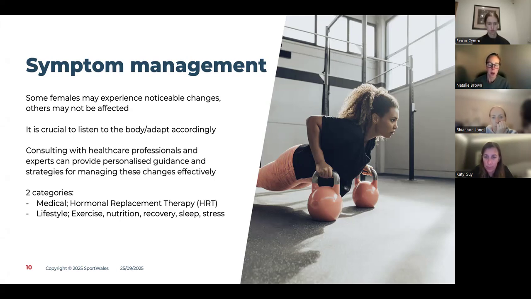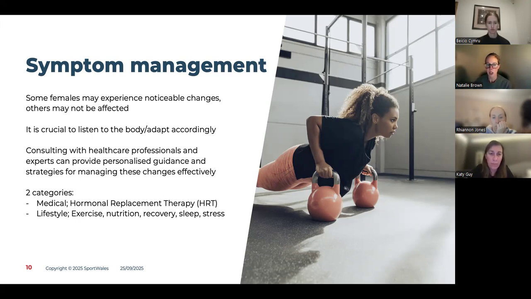So I suppose from my perspective, it's really crucial to listen to the body and to be able to adapt accordingly. Consulting with healthcare professionals and experts can really help support having a really personalized approach and looking for strategies to manage those changes effectively.